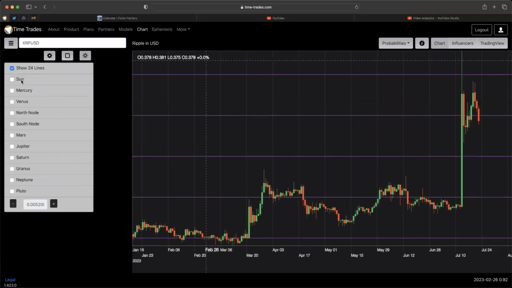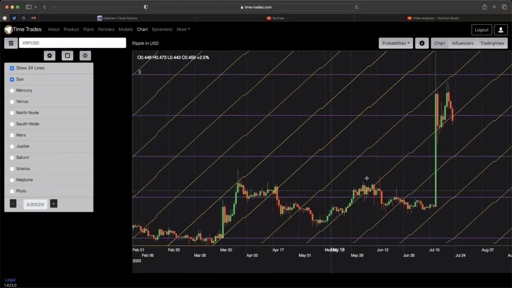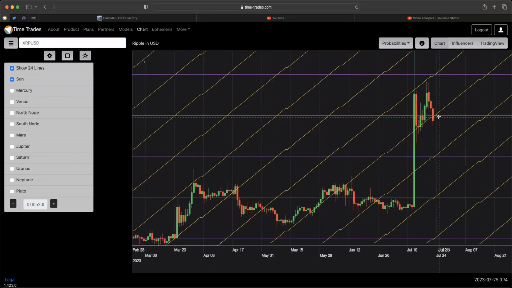We can turn on 24 lines. We can turn on the sun. You can see how you get these wicks above the sun line here. And of course, back on July 13th, we got a huge wick up above the sun line. And it looks like we're starting to close back below both the sun line and a Wheel of 24 line on XRP. So that's an enhanced feature in Time Trades that's now working much, much better for these lower price coins and Forex.